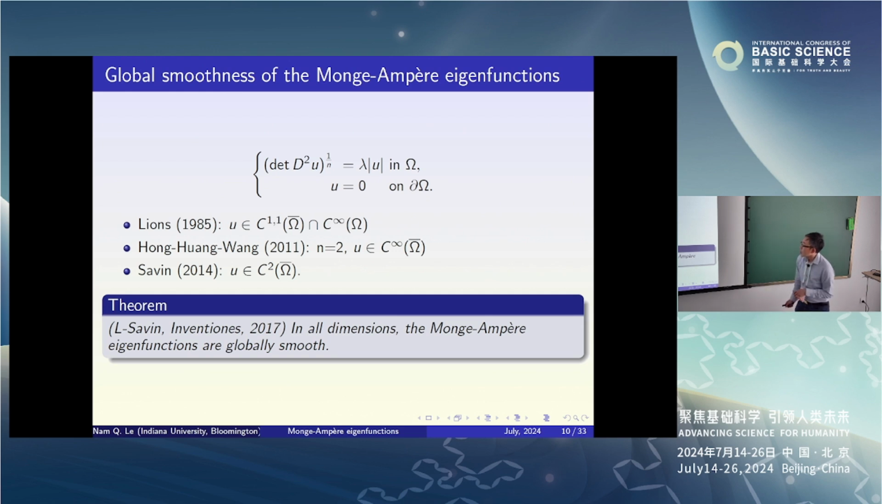And then a few years later, together with Savin, we were able to prove that in all dimensions, the Monge-Ampere eigenfunctions are globally smooth. This is the result that I would like to briefly explain how to prove, in a couple of minutes. Are there any questions so far? All right.